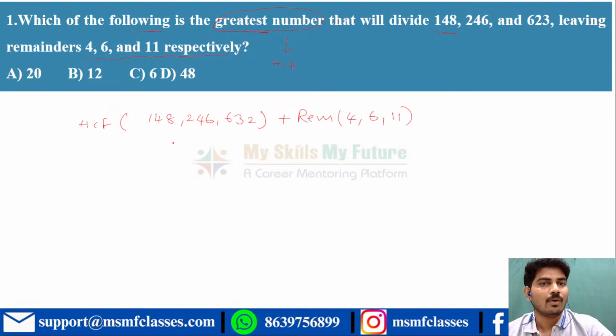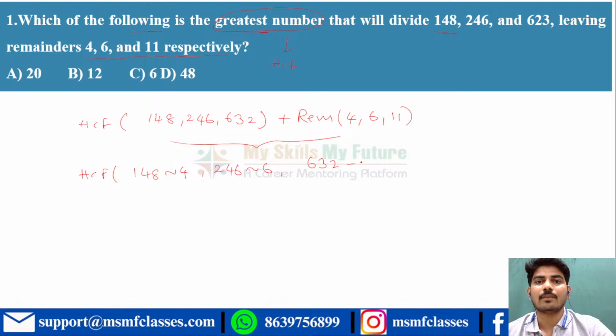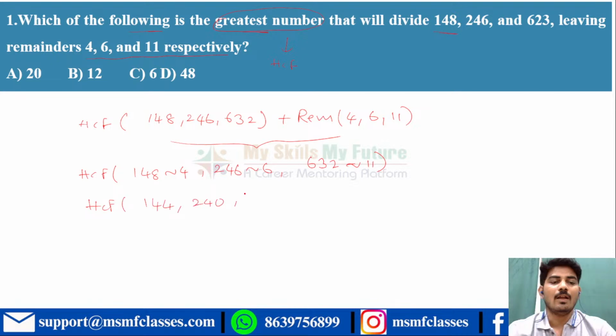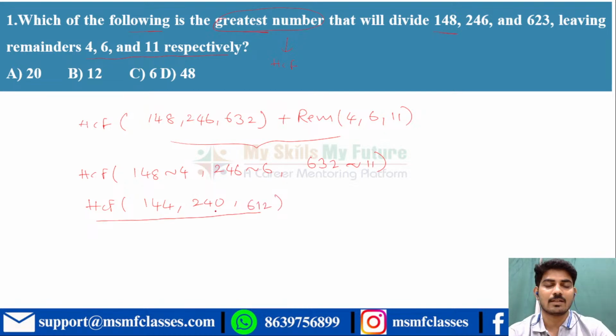When it is in this format, we need to write it like this: HCF of 148 minus 4, 246 minus 6, 632 minus 11. After taking the differences, we can write it as 144, 240, and 612. Now, after removing the remainders, these are the actual numbers for which we need to find the HCF.